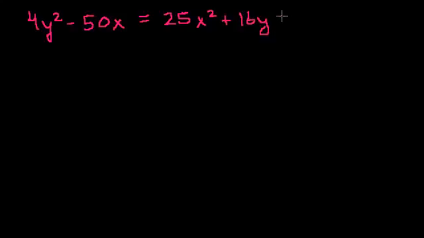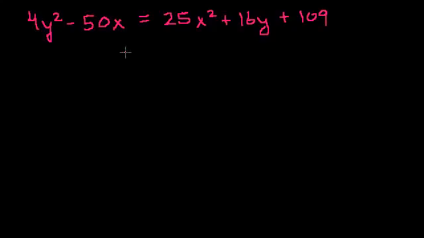Let's do another conic section identification problem. So I have 4y squared minus 50x is equal to 25x squared plus 16y plus 109.